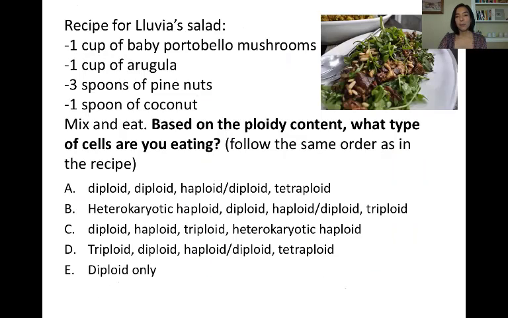So this is a recipe of my favorite salad, which has 1 cup of baby portobello mushrooms, 1 cup of arugula, 3 spoons of pine nuts, 1 spoon of coconut. You just have to mix and eat. It's delicious. You can add your favorite dressing, but based on the ploidy content, what type of cells are you eating? And please answer following the same order as in the recipe.